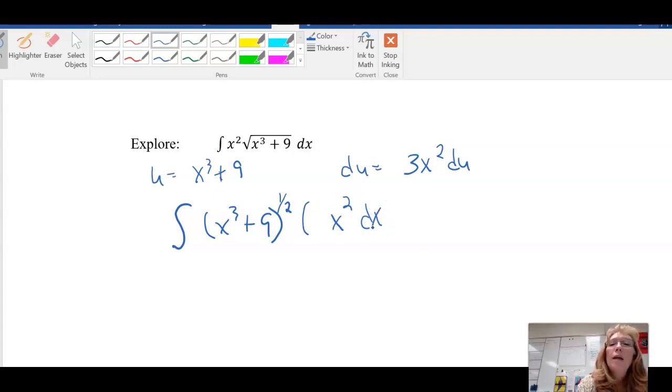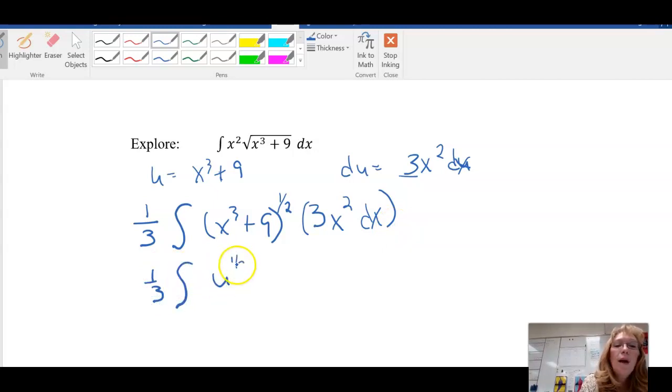But I need a 3. So if I put a 3 here, I have to have a 1/3 here. All right, I've got my 1. I have my derivative, so I'm good to go. So what I truly have is 1/3 times u to the 1/2 du.